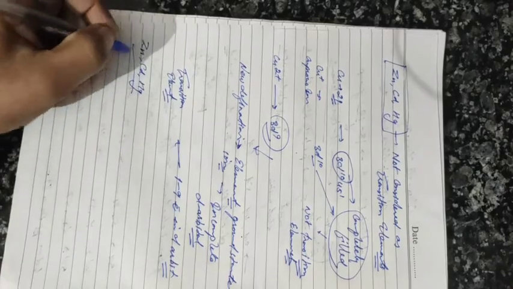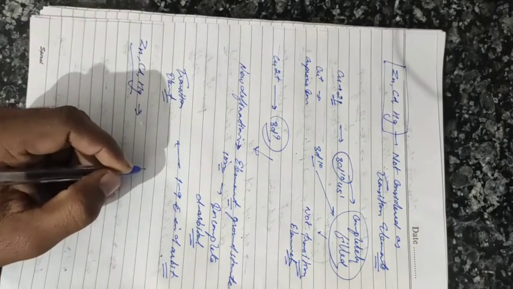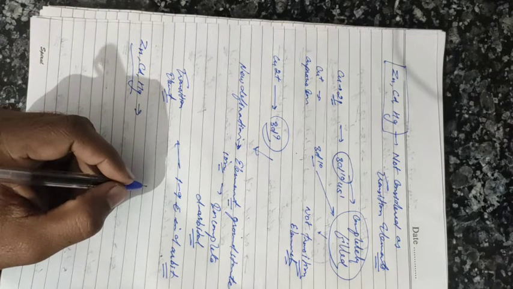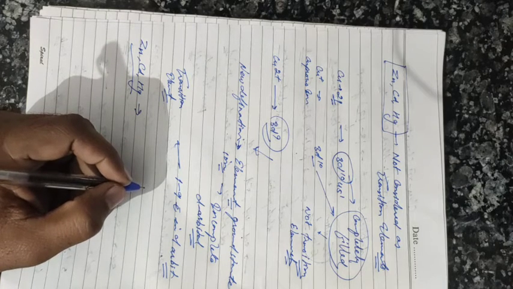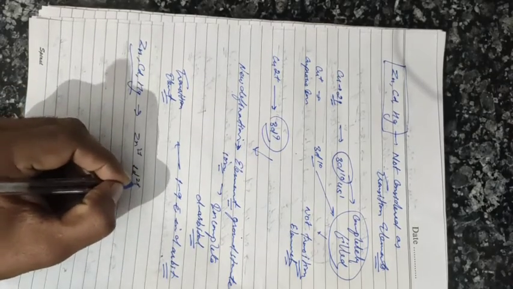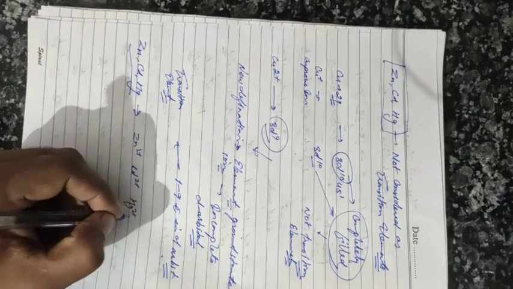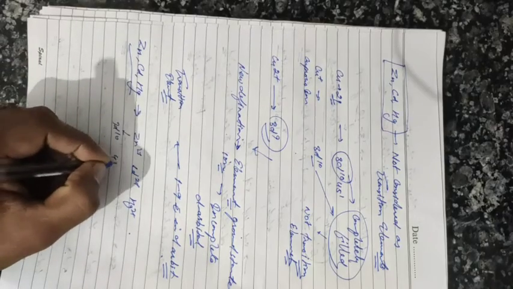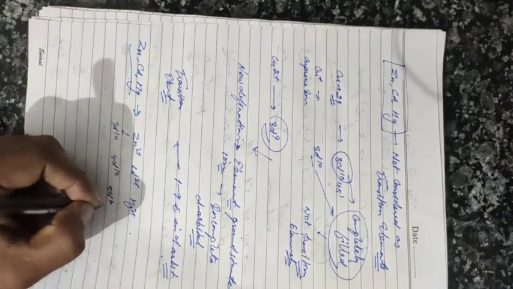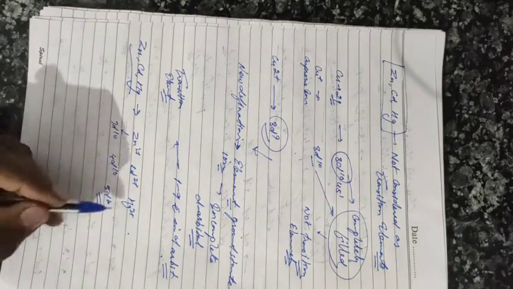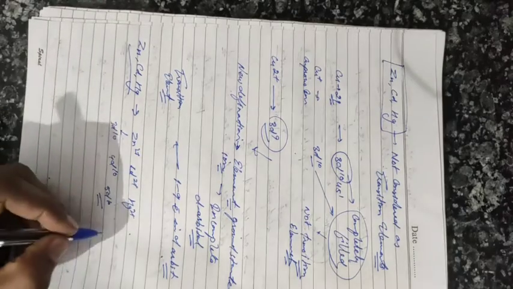Now discuss zinc, cadmium and mercury. In these 3 cases also we can see completely filled d orbitals, whether they are in the +2 oxidation state, they have 3d10, 4d10, 5d10, completely filled d orbitals. This is the first reason.